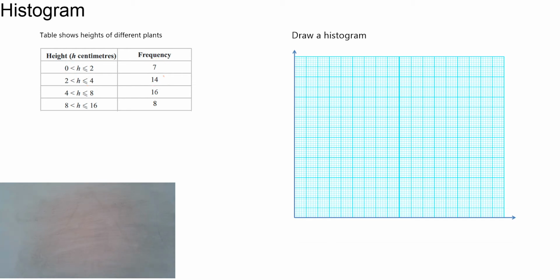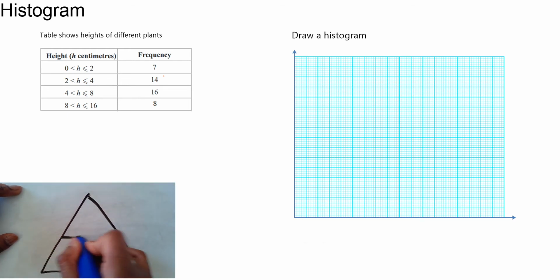Now, whenever you come across histograms, the first thing you want to do is draw a triangle, which I'll show you on the left-hand side of your screen. Frequency, density, class width.